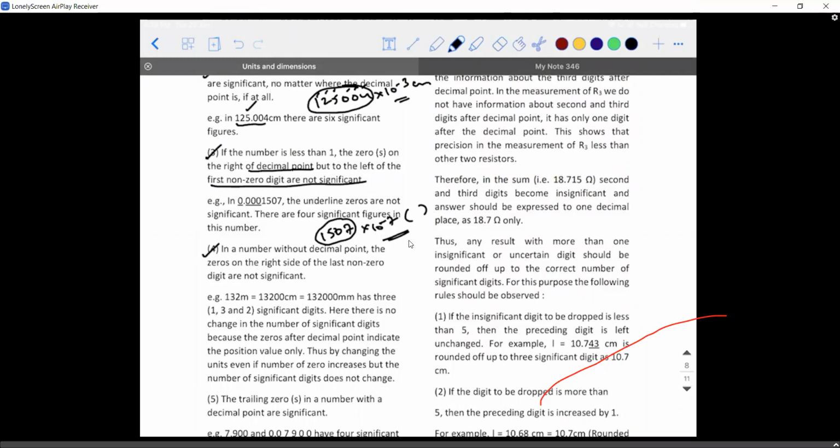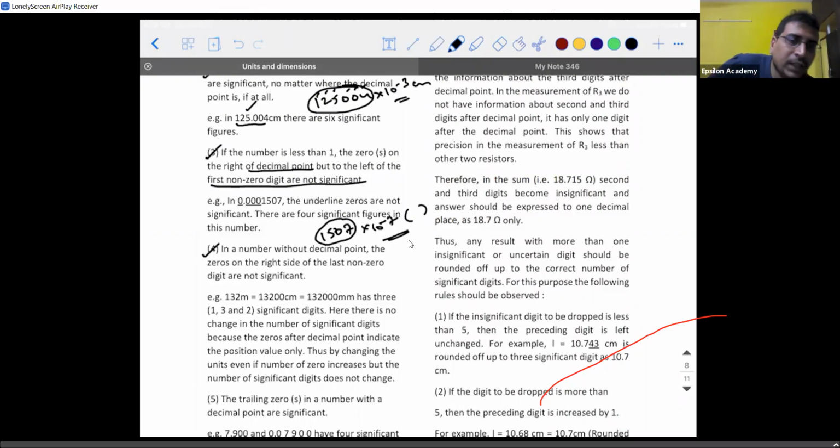Fourth, in a number without a decimal point, the zeros on the right side of the last non-zero digit are not significant. So you have a number without a decimal point. The zeros on the right side of the last non-zero digit are not significant. It means if there is a length measurement like 132 meter, that 132 meter can also be written as 13,200 centimeter or 1,32,000 millimeter.